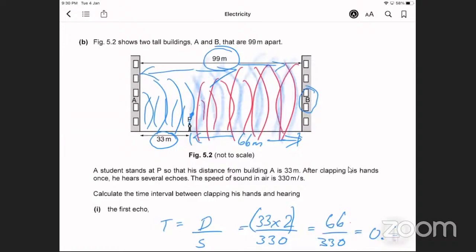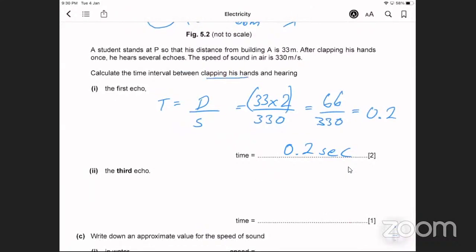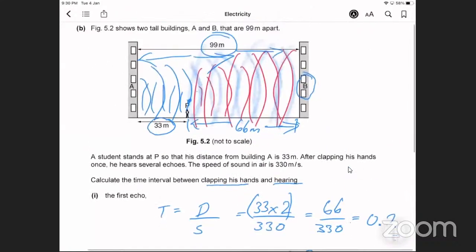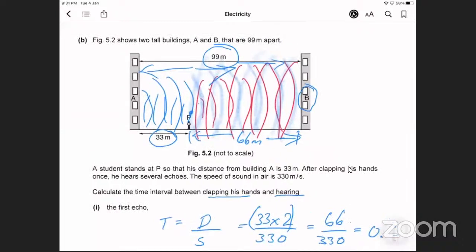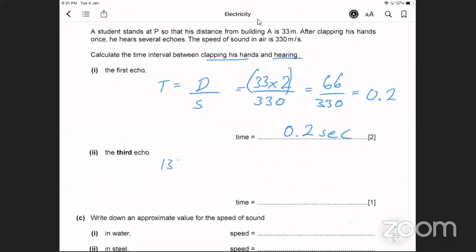That's the third echo. So since they're asking us for the time from clapping of his hands to hearing that echo, we start again. It's 33 plus 33, which is 66. And then 66 times 2, what is that? What is 66 times 2? 132. 132 meters, right? So you add your 66 plus 132 meters. So we're adding the 132 plus 66 meters. What do we get? 198.